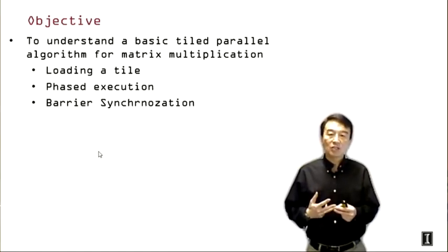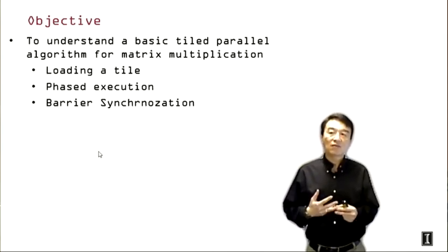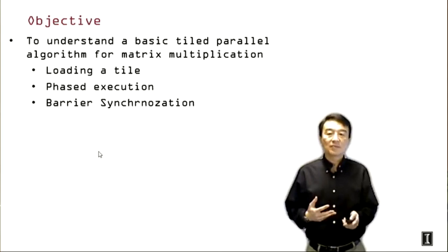Matrix multiplication is a very important application in science and engineering domains. That's the reason why over the years, many people have worked on the optimization and parallelization techniques for matrix multiplication. It's also simple enough for us to fully understand all the trade-offs involved. Once we understand matrix multiplication for tiled algorithms, then we can move on to learn about tiling for more complicated applications and situations.